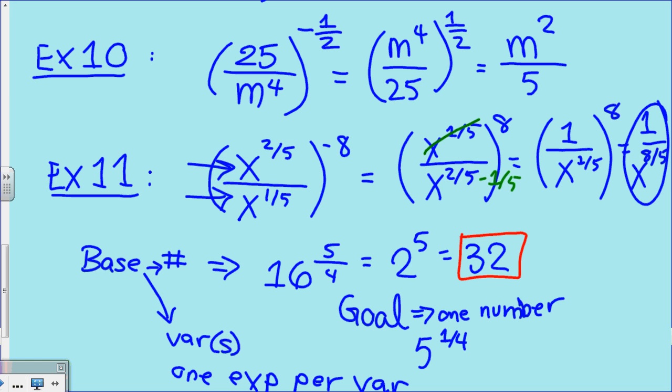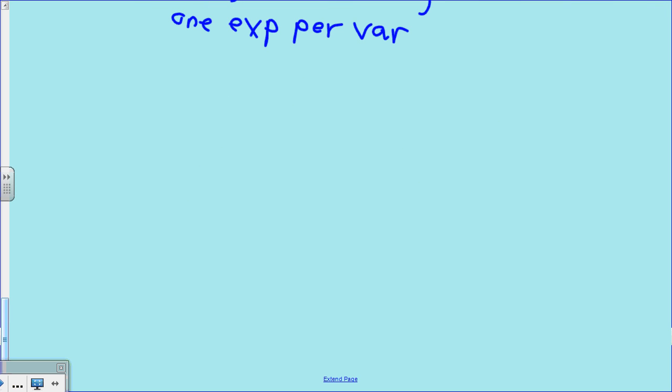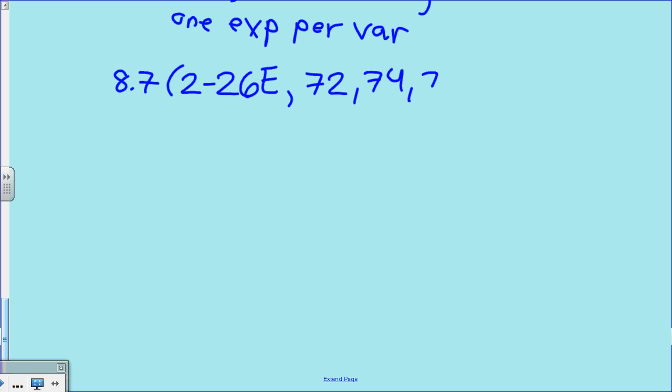That's our goal. And your homework this evening is going to be section 8.7, 2 through 26 even, 72, 74, and 76. Now, 72, you will need graph paper. Probably just a mini graph is all you need. So if you guys want to grab a mini graph, go for it. You know where those are, so take them with you.